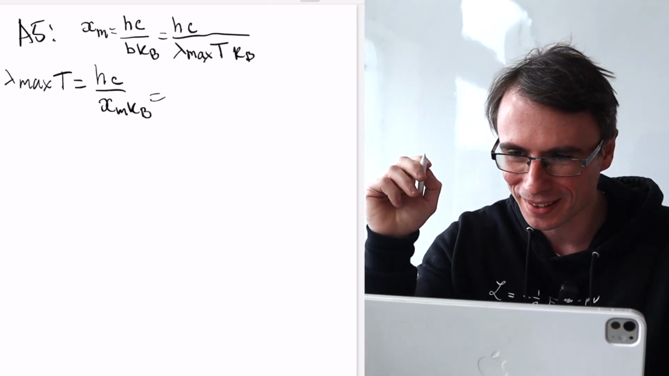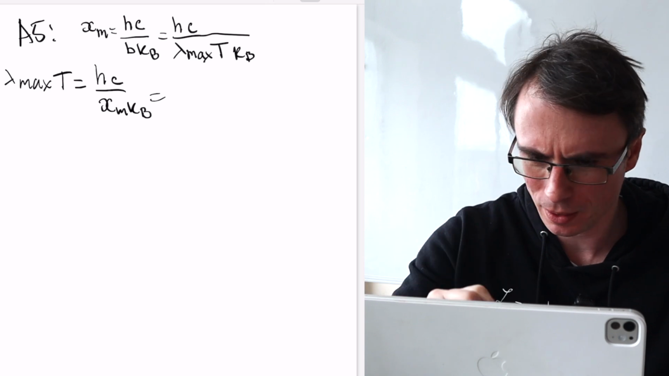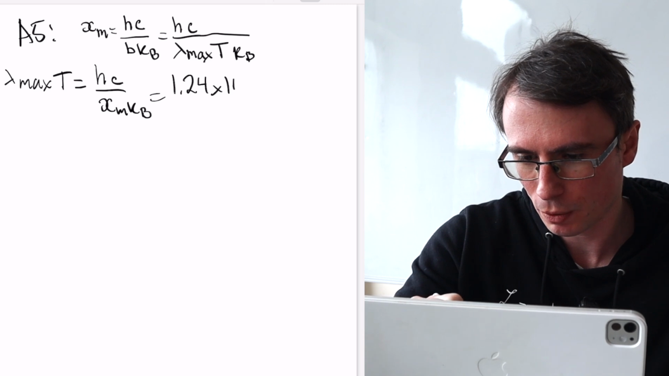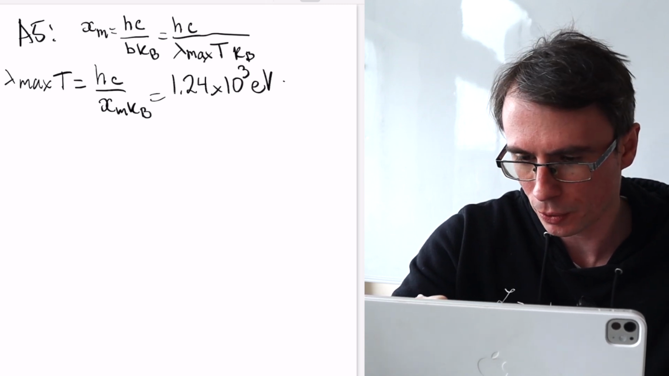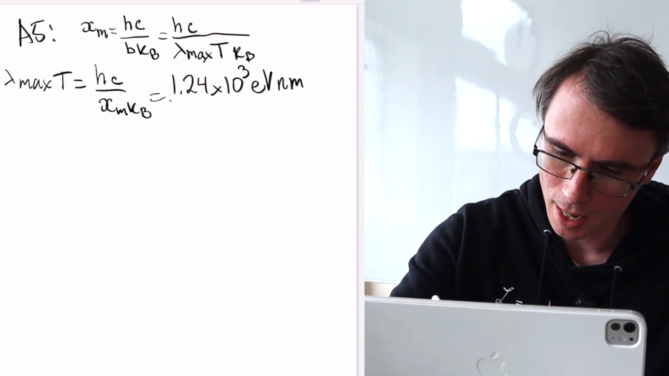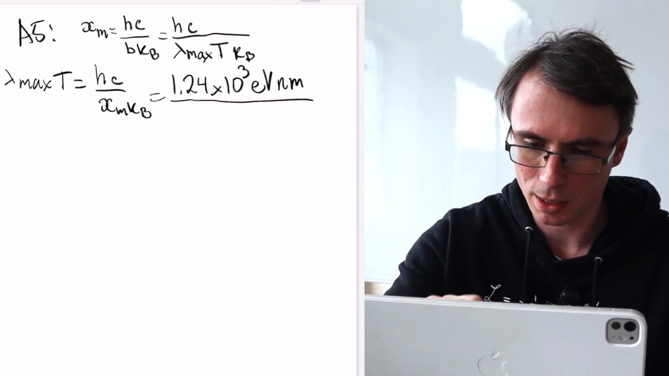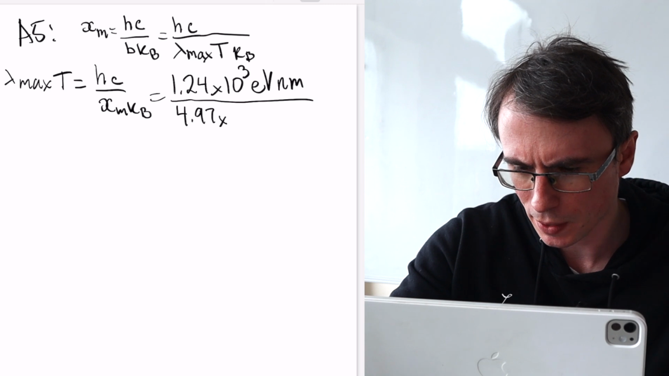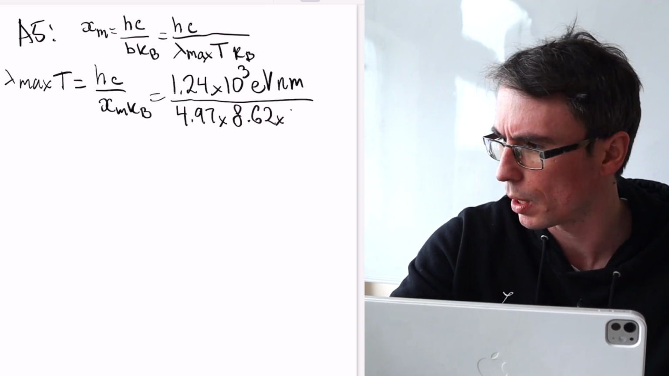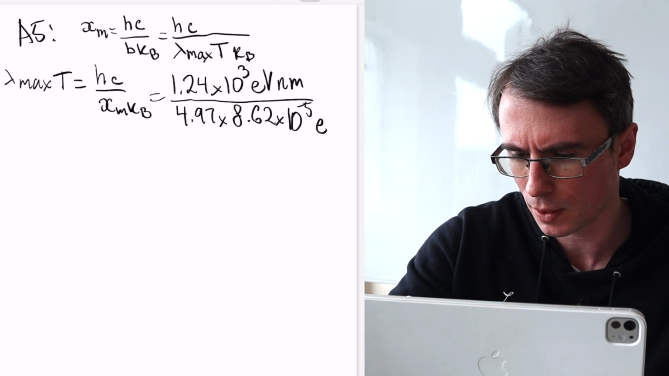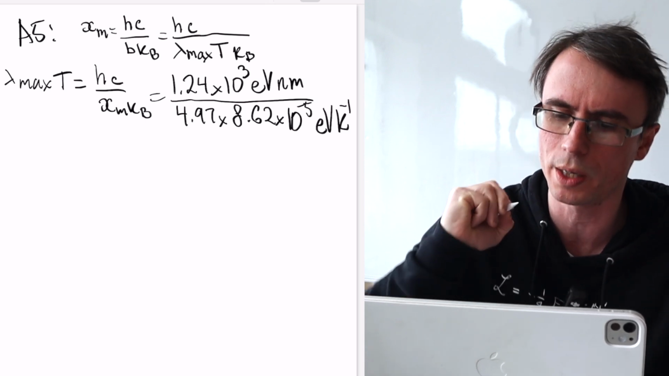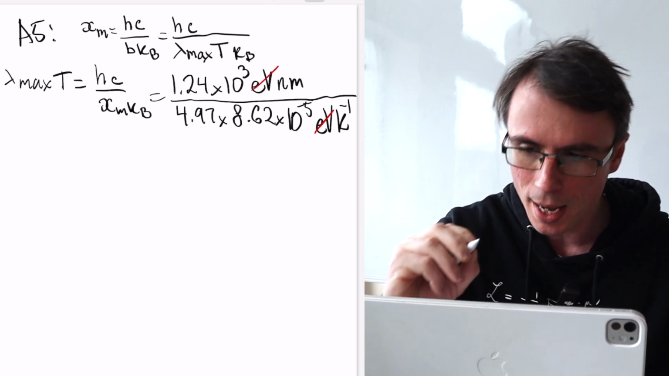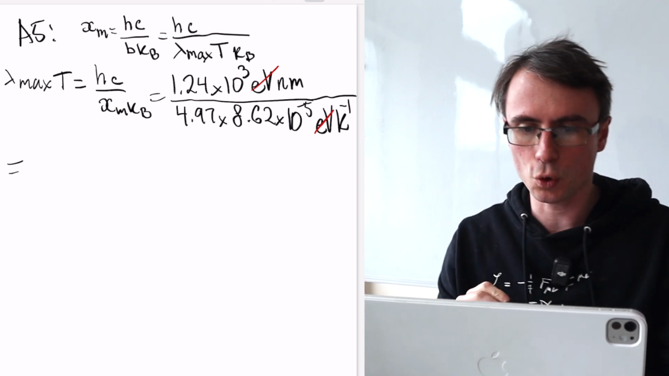Okay, we have some non-standard units over here. So hc is 1.24 times 10 to the power of 3 electron volts nanometers, then divide this by 4.97. Then Boltzmann's constant is given as 8.62 times 10 to the power of minus 5 eV K to the minus 1. Very interesting units. We can get rid of the eVs by cancellation. And now let's plug this into a calculator.